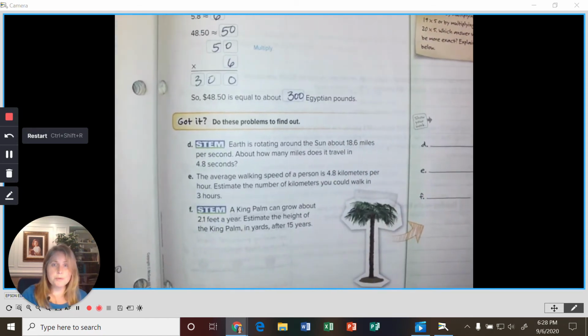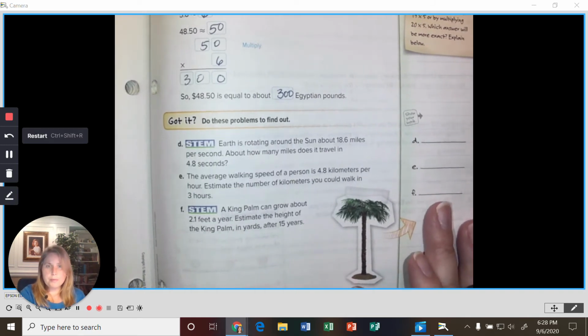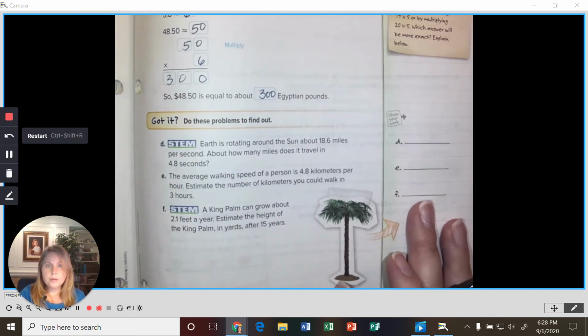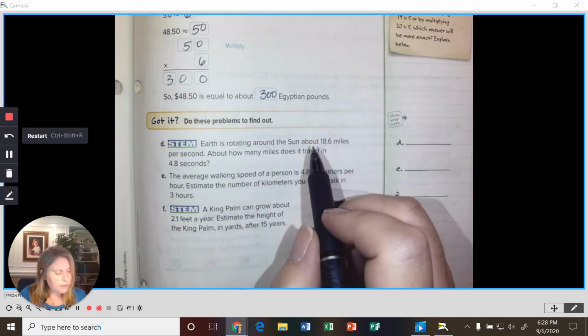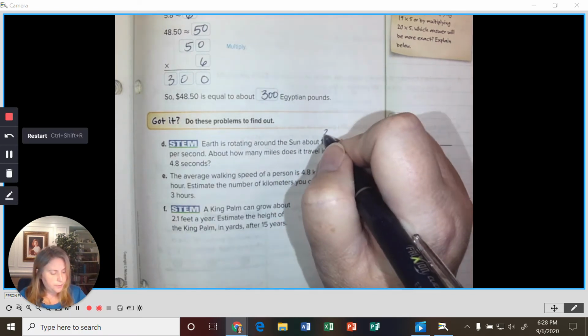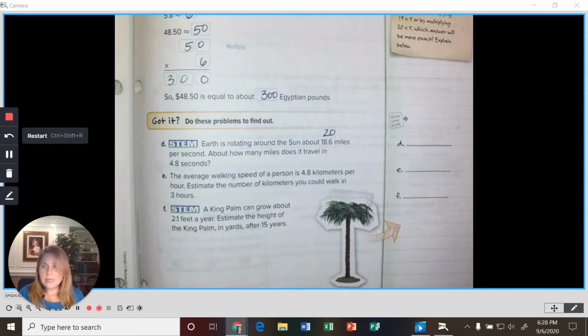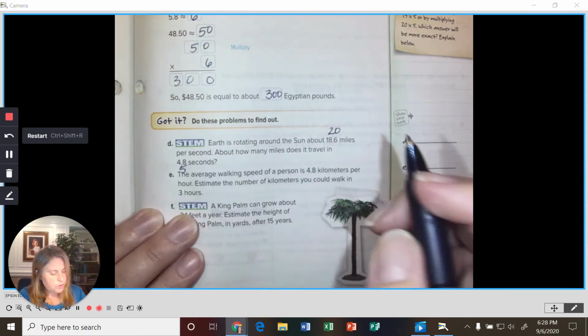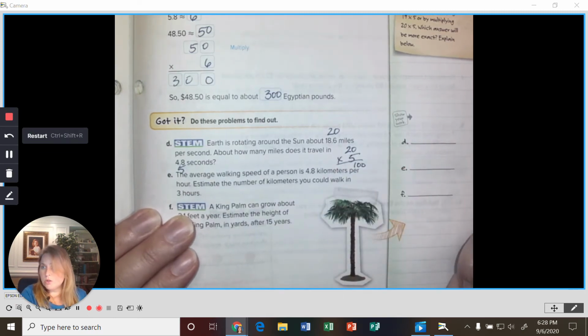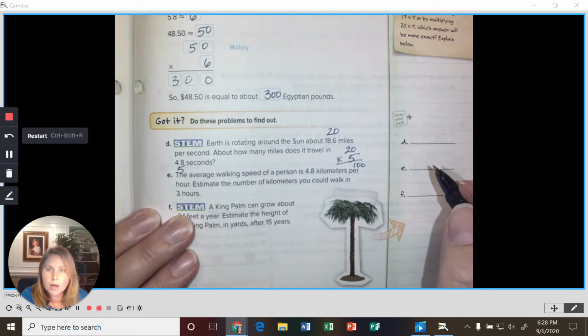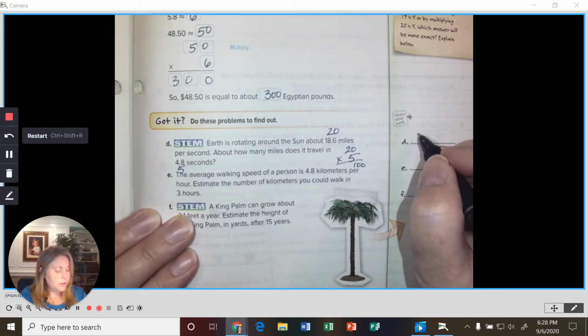So let's do some practice problems with the estimation. STEM problems. The Earth is rotating around the sun at about 18.6 miles per second. About how many miles does it travel in 4.8 seconds? Okay, so my 18.6, I'm going to round that to 20. And my 4.8, I'll round that to 5. So it will be 20 times 5, which is approximately 100. So that'd be approximately 100 miles in 4.8 seconds.